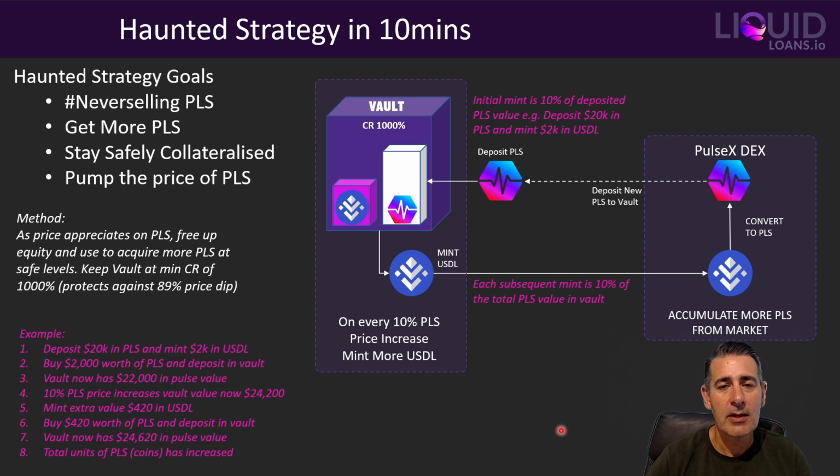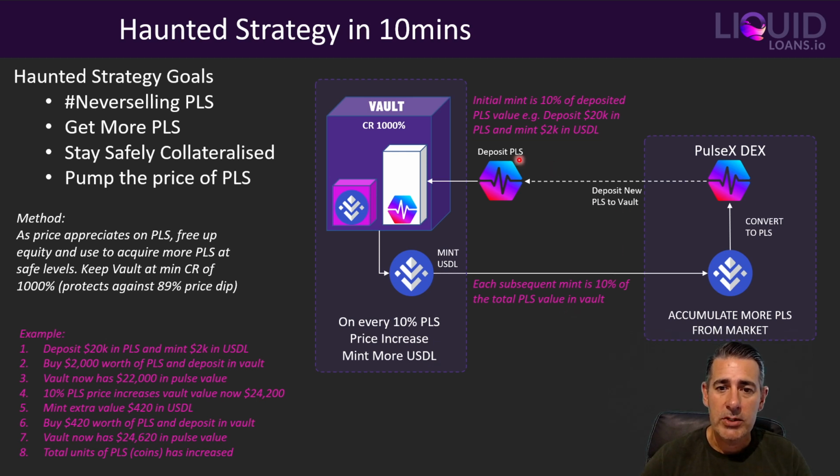So after that initial mint, now let's say we wait a week, a month, however long it takes, but the price of Pulse goes up 10%. For this strategy, you're using a 10-10 strategy. We're going to set our initial vault at a 10% loan, and every time the price of Pulse goes up 10%, we're going to withdraw a little bit more USDL. So we're going to do a secondary mint. In that instance, each subsequent mint is 10% of the total Pulse value in the vault, and that's important.